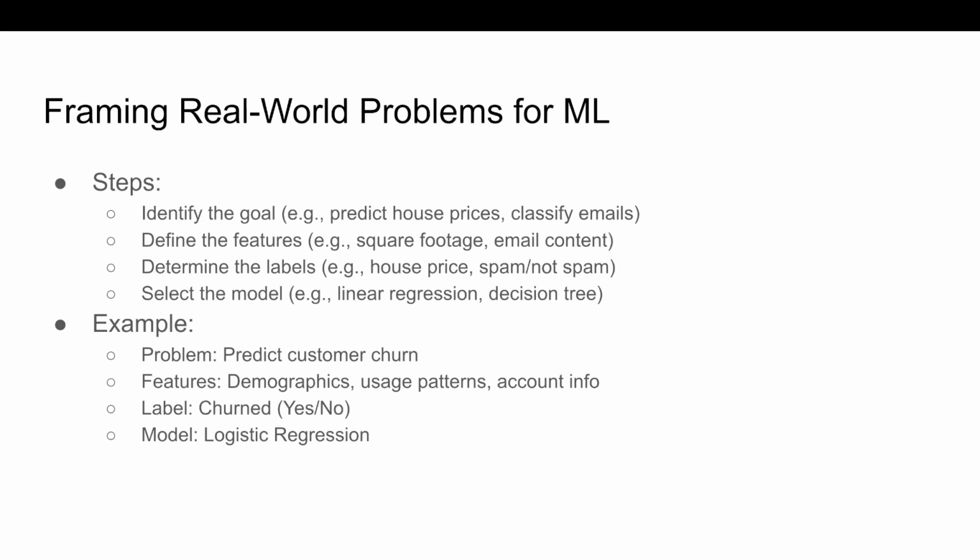Framing problems in ML terminology involves: 1. Identifying the goal of the system, e.g., predict house prices, classify emails. 2. Defining the features that influence the outcome. 3. Determining the labels that represent the target output. 4. Selecting an appropriate model to learn the relationship between features and labels. This process ensures that the problem is well-defined and that the machine learning system is aligned with the real-world task it's meant to solve.